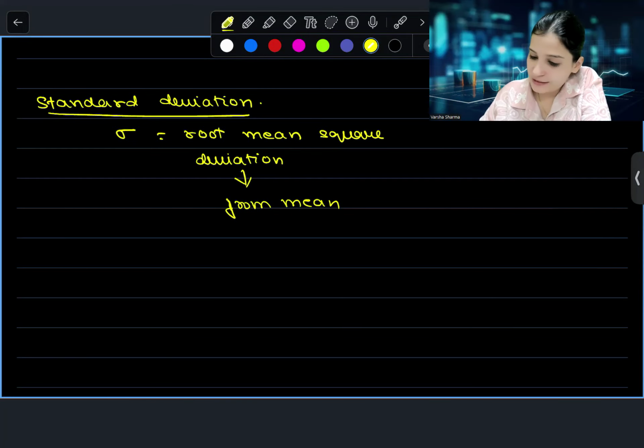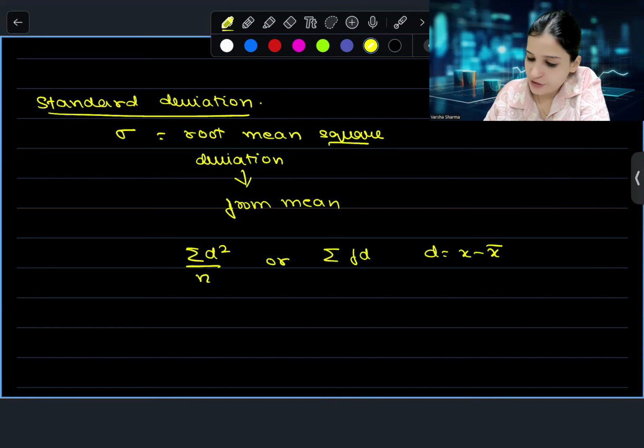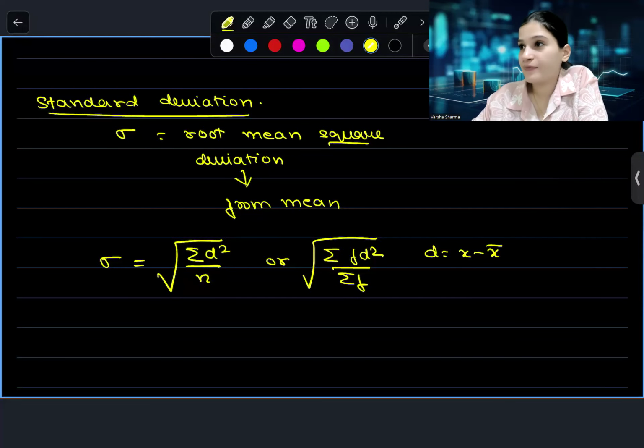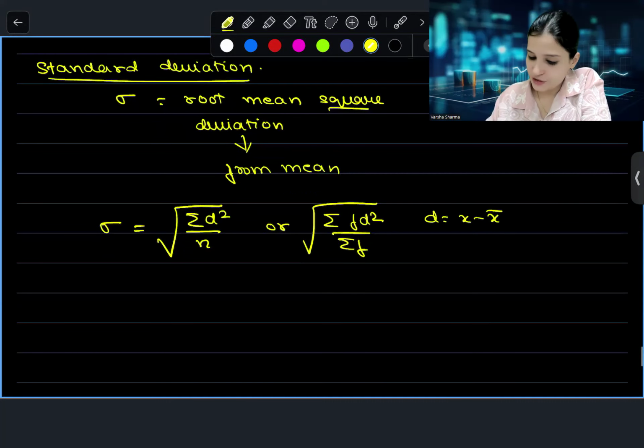So first we calculate the deviation. Deviation will be x minus x bar. Then square it. Take the mean of this. So either this or summation fd square by summation f, and then square root of this. This is the formula for standard deviation.